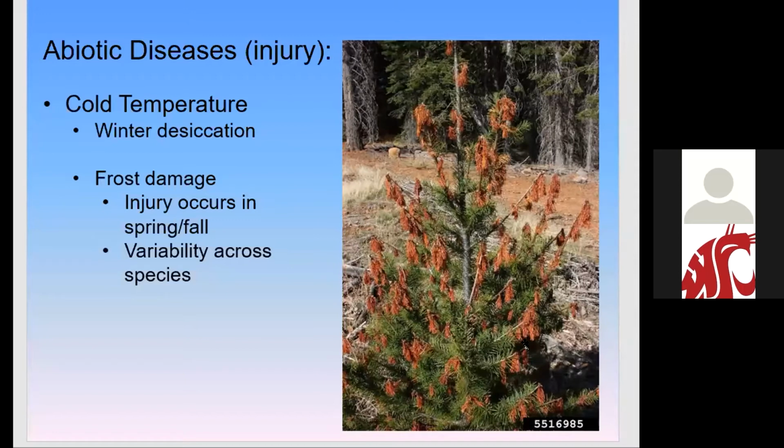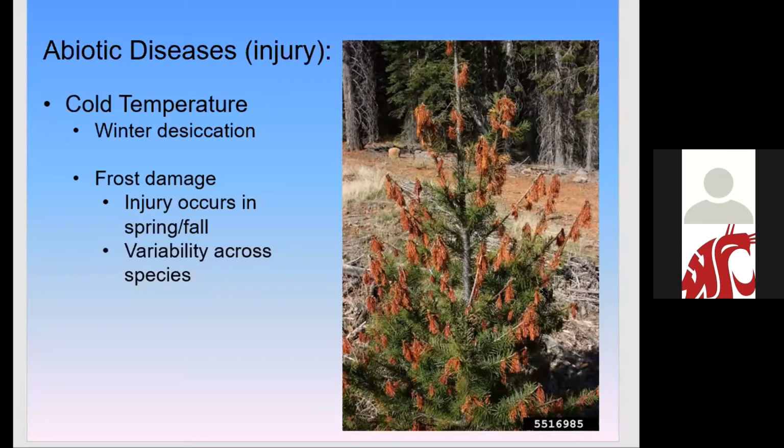So for example, winter desiccation is a cold temperature injury that occurs when cold or frozen soils inhibit the uptake of water by roots, so that part or all of the seedling dies. As you see here in this slide, this is frost damage, and it's characterized by drooping and reddening of buds and new needles.